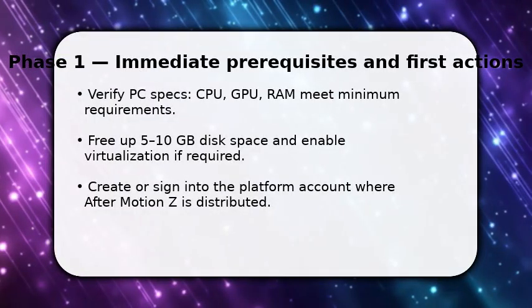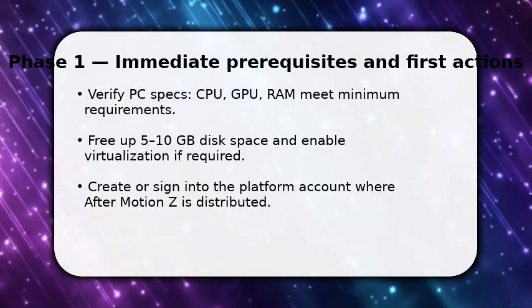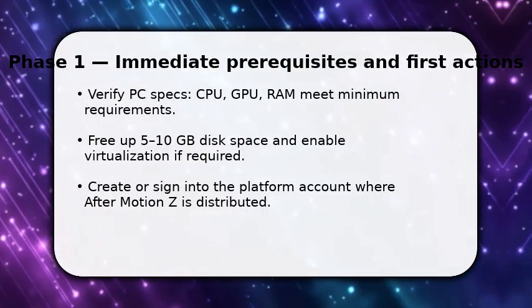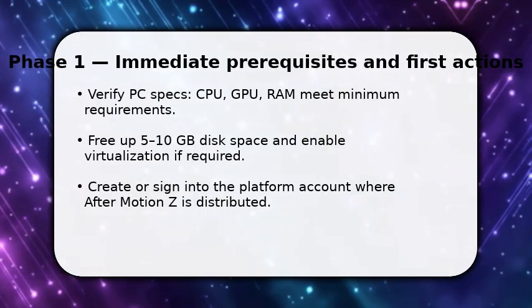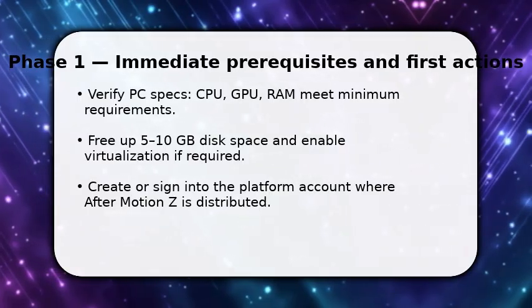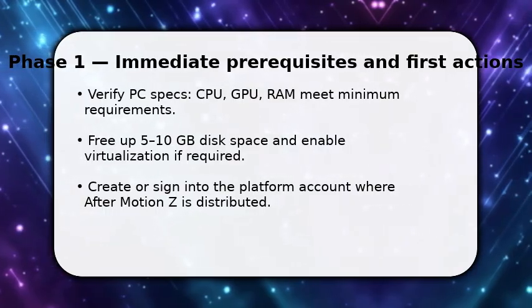You start by confirming your PC meets the app's minimum specs. This prevents errors later. Once done, free at least 5 to 10 GB and enable virtualization if the installer asks for it. Next, create or sign into the distribution platform account because licenses and downloads tie to your profile. Make sure your OS is up to date, then download the installer.